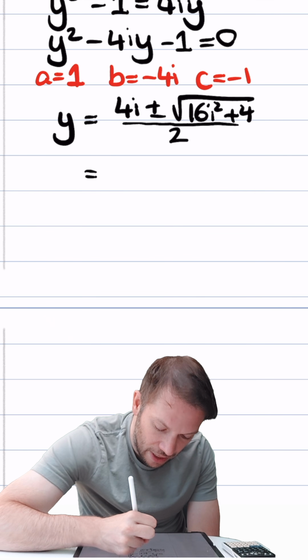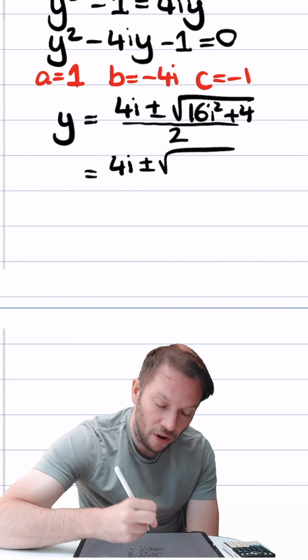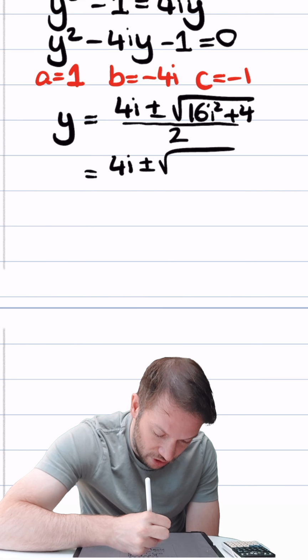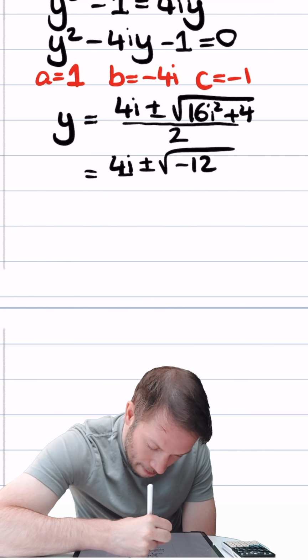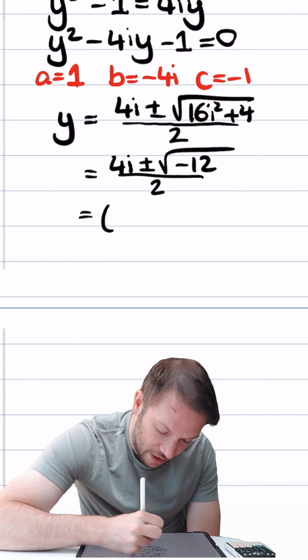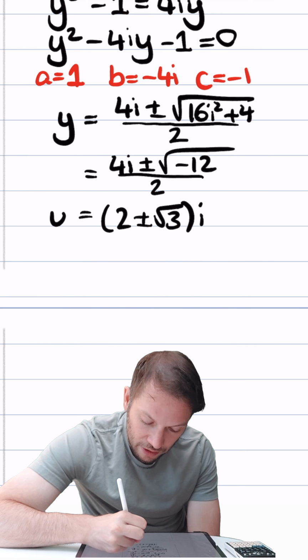Then if we just simplify that a bit, we get 4i plus or minus. Now i squared is minus 1, so we get minus 16 plus 4, which is minus 12. And if we simplify that further, we're just going to get 2 plus or minus root 3 i, like that. So that is y.